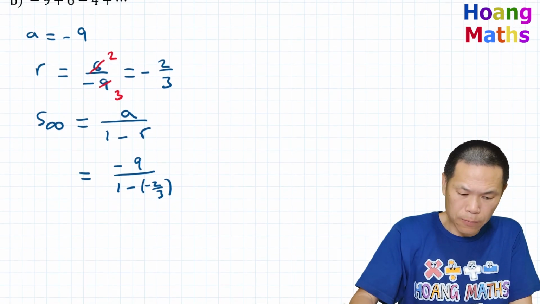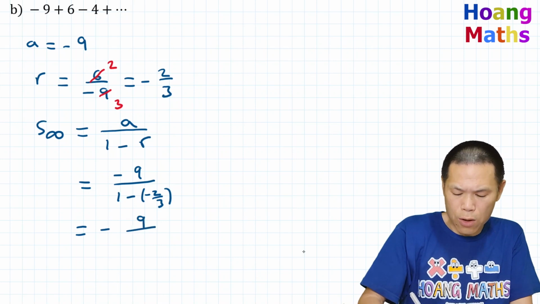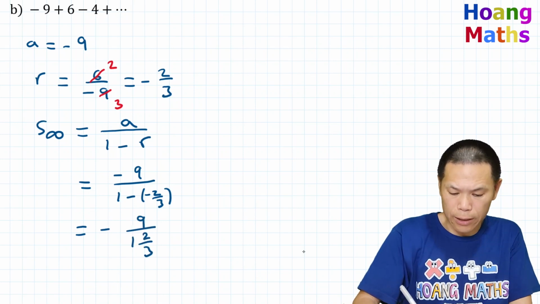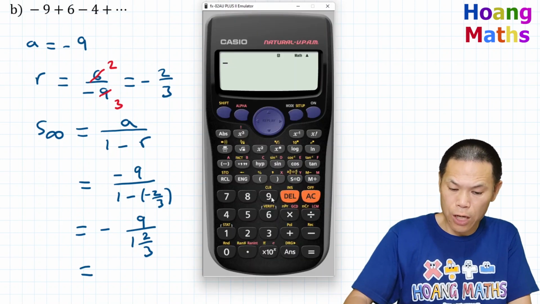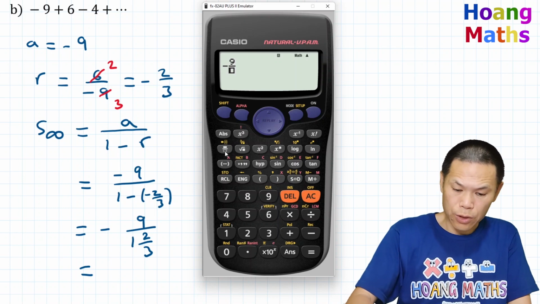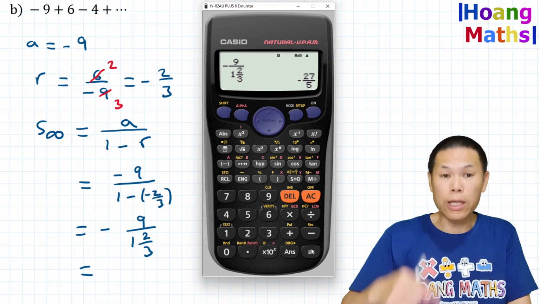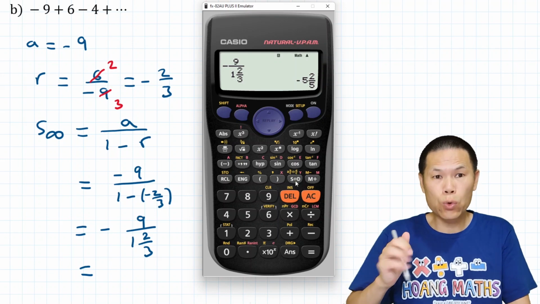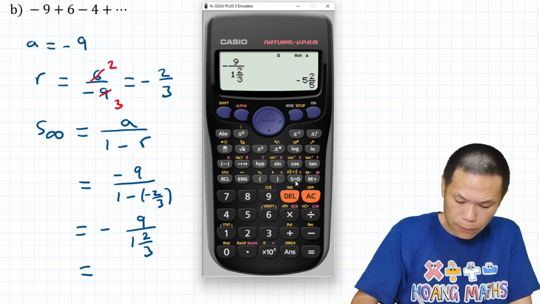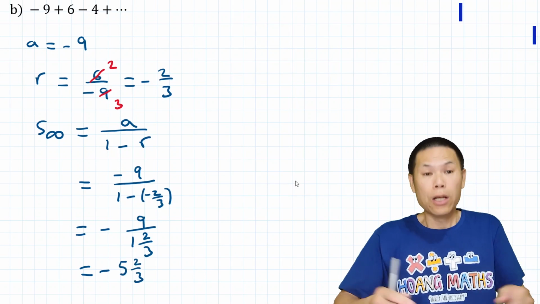So that will give me -9 over 1 and 2/3. So let me just put it on the calculator: -9 over, shift fractions, 1 and 2/3. So there you go. Shift SD, so -5 and 2/3. So -5 and 2/3.